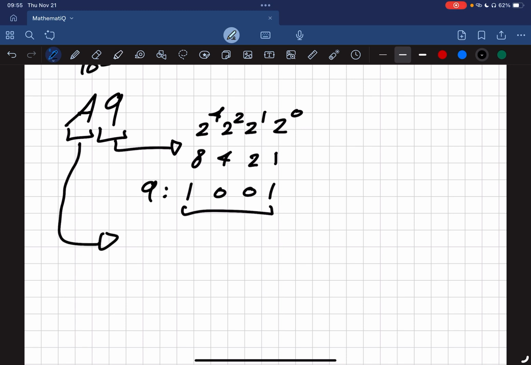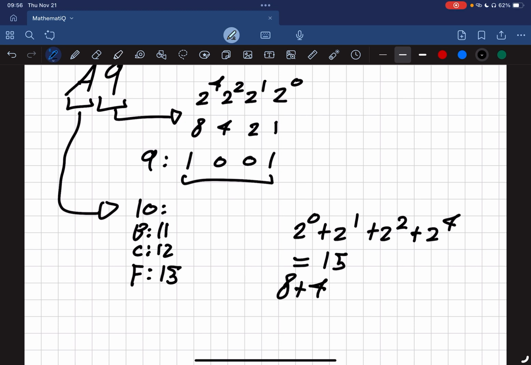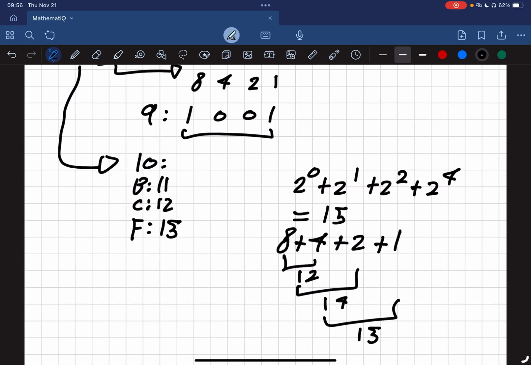And then A corresponds to a decimal value of 10, B corresponds to 11, C corresponds to 12, all the way up to F, which is 15, the largest value that we can represent with 4 binary digits. With 4 binary digits, you have 2 to the 0, plus 2 to the 1, plus 2 to the 2, plus 2 to the 3. Let's say they're all ones, so you're adding all of those up: 8 plus 4 plus 2 plus 1. That's 12, 14, and then 14 plus 1, 15.